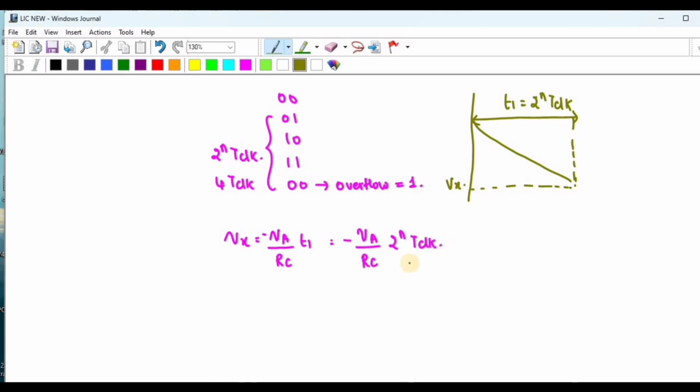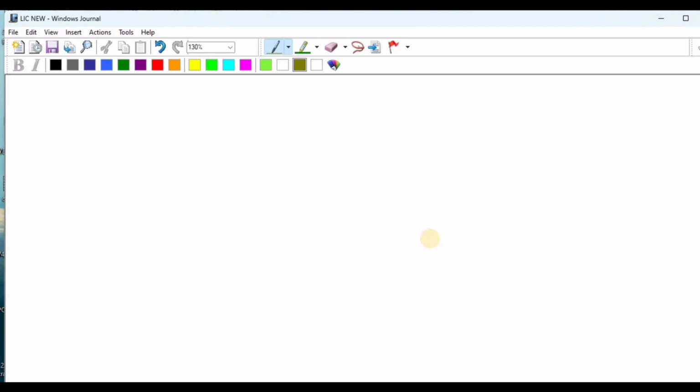Once this happens, my input gets changed. If the overflow bit is 1, the input to the integrator is minus V reference. Then Vx of t is minus 1 divided by RC into the integration from T1 to t of minus V reference dt, plus my initial voltage. The initial voltage is minus Va divided by RC into T1.